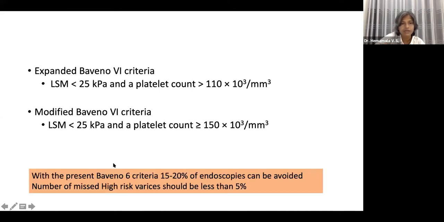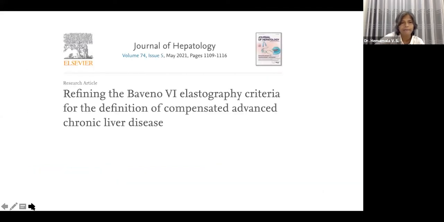So the reason for the Baveno criteria here is that with the present Baveno 6 criteria, we can avoid around 15-20% of endoscopies, but the number of missed high-risk varices should be less than 5%. So we cannot afford to miss more than this. Okay, so this is one study which was published very recently.